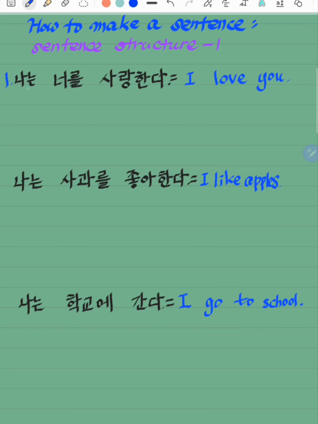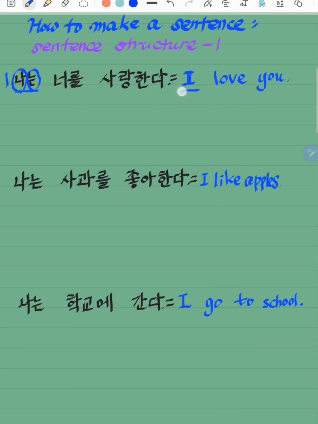Alright. 나는 너를 사랑한다. Meaning I love you. Here, the sentence is basically different. 나는 means the same as I. 나는. This is the subject of this sentence. But here, 나 is I. And in Korean, the form doesn't change.